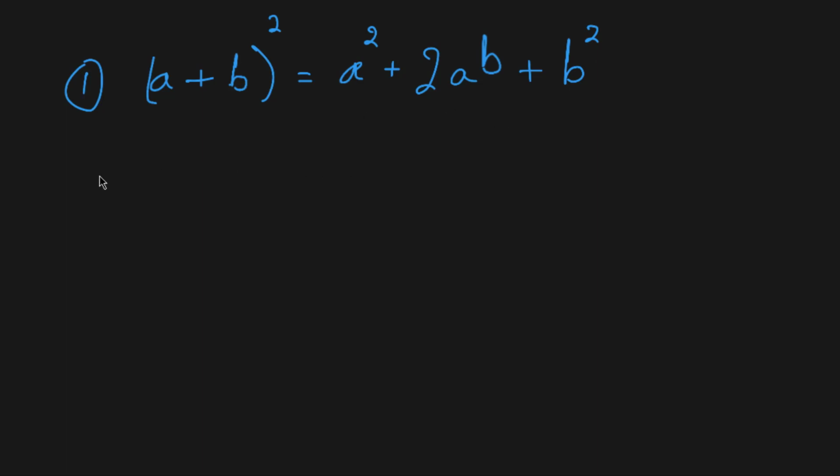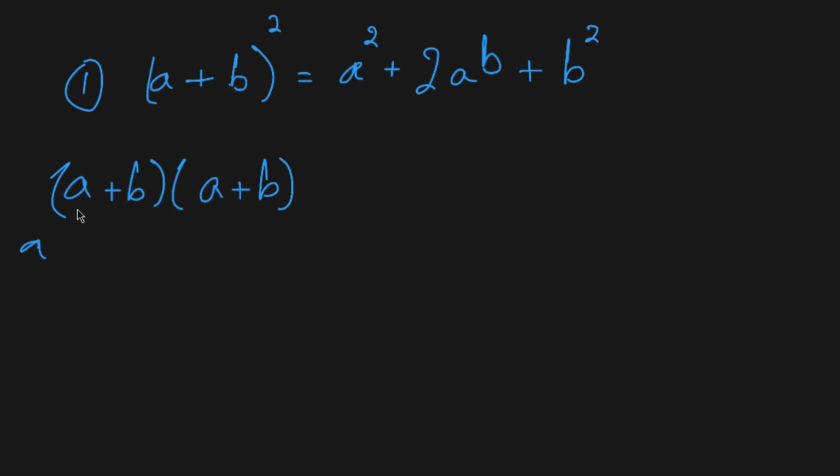Now how do we get the formula? How do we get the right side of that formula? So for that, just take the a plus b and times it with a plus b, because square means times it 2 times. So a plus b into a plus b.